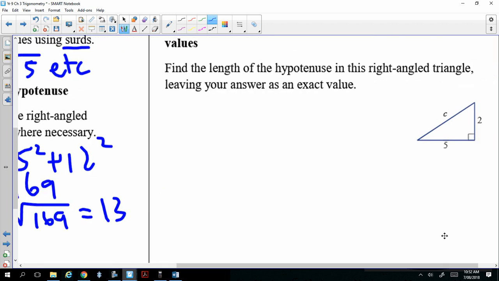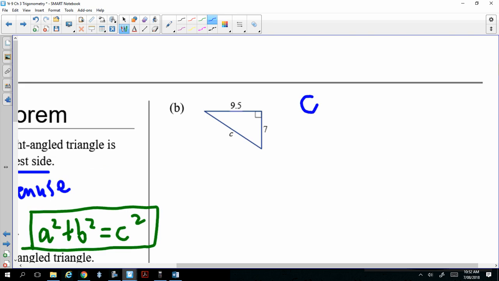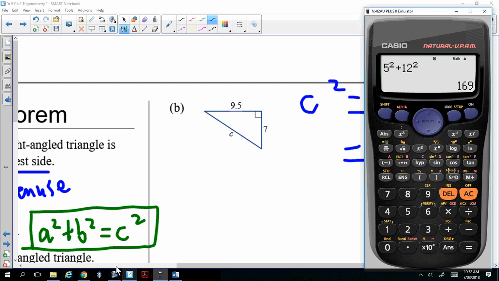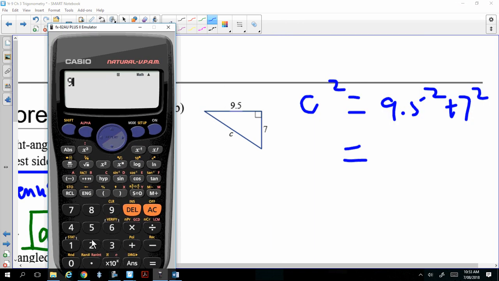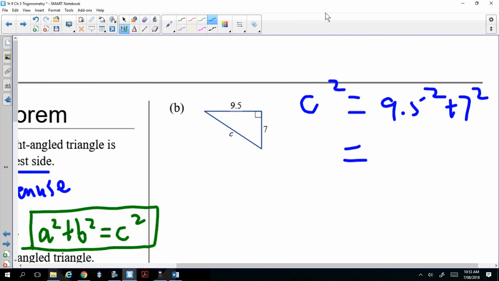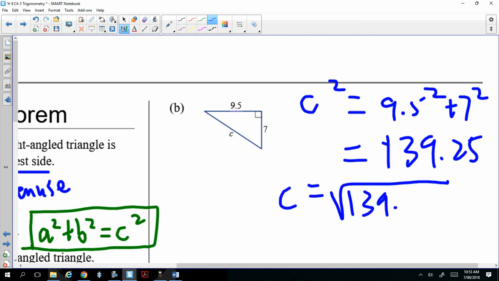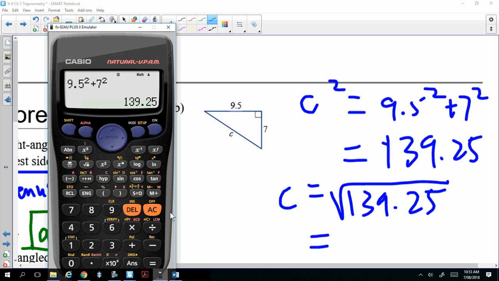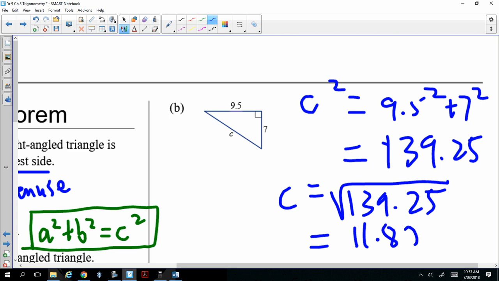Let's try the next one. The next one is C squared equal 9.5 squared plus 7 squared. Use your calculator. Let's continue. Alright, 9.5 squared plus 7 squared equals 139.25. And then you square root to get the answer, which is 11.8. So to 2 decimal places, 11.80. Get the idea?